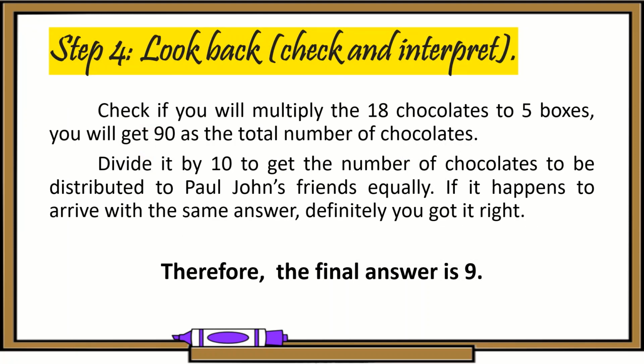Para naman sa step 4, look back, check, and interpret. I-check ninyo kung kapag minultiply ninyo ang 18 chocolates sa 5 boxes ay makakakuha kayo ng 90 as a total number of chocolates. I-divide ito by 10 to get the number of chocolates na ibibigay ni Paul Chan sa friends niya. Kung mangyayari na pareho ang sagot, definitely you got it right. Therefore, the final answer is 9.